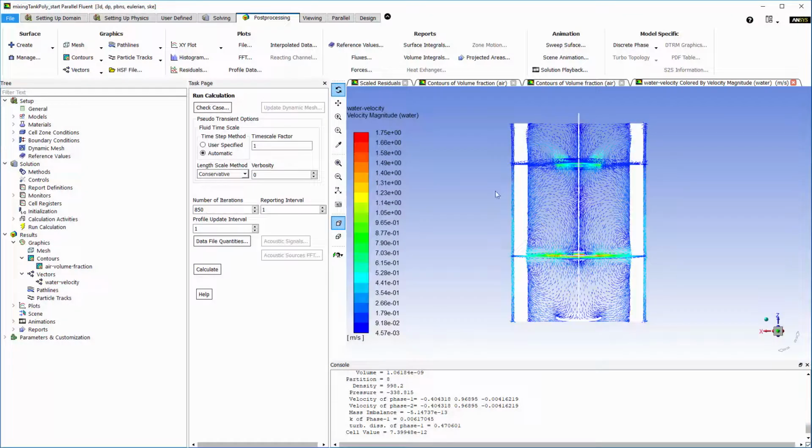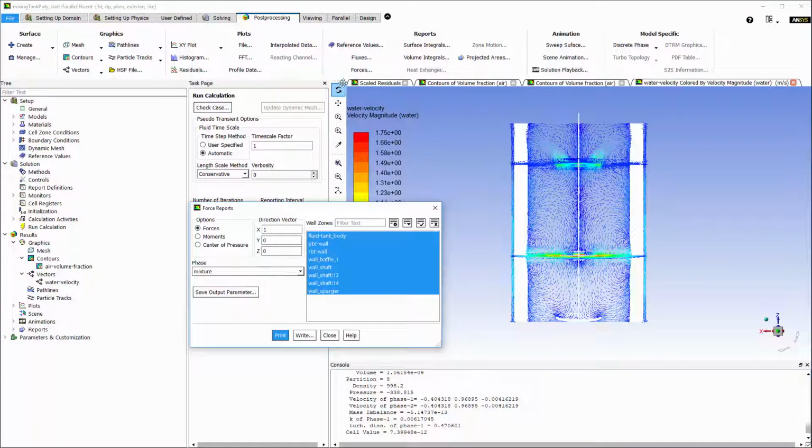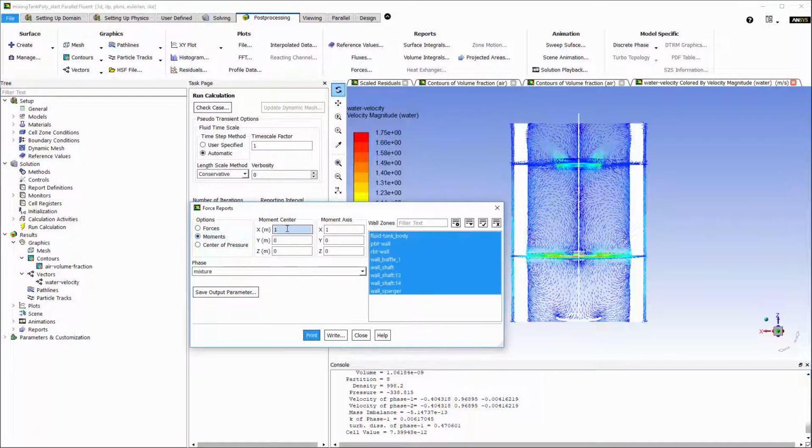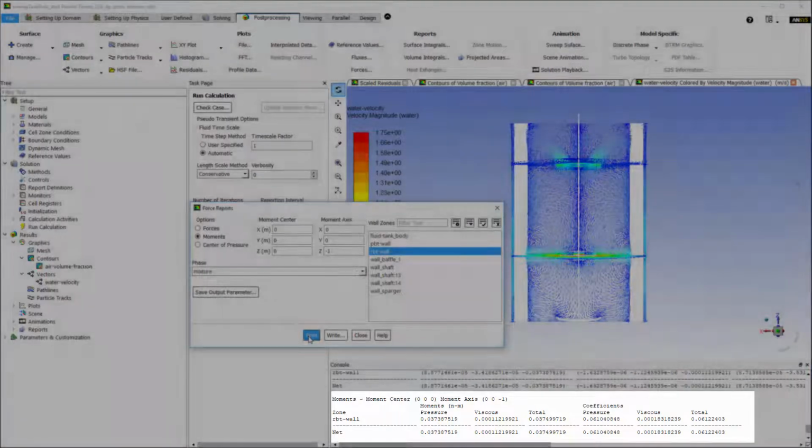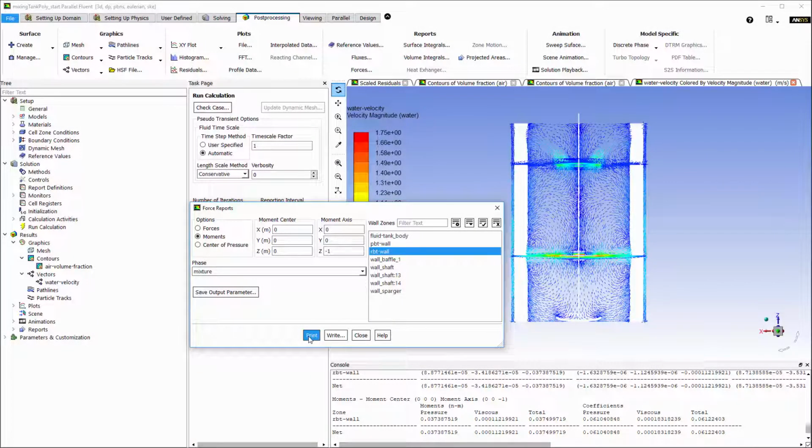Now I can calculate the torque about the shaft for the Rushton blade turbine. In this case, the impeller is rotating counterclockwise about the shaft which lies on the z-axis, so I'll set the moment axis to -z and compute the torque. That seems like a reasonable value. Using this data, I can compute the Rushton blade impeller's power number and compare that value to the empirical model. This concludes this demonstration showing you how to solve a multi-phase mixing problem using Ansys Fluent.